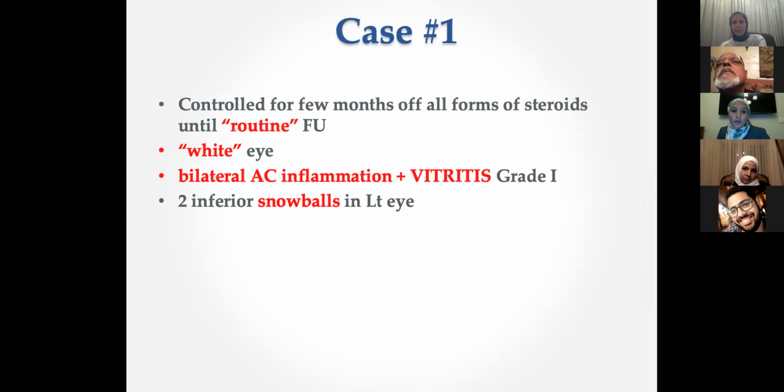The girl has been beautifully controlled for several months off all forms of steroids, even the topical, until a routine follow-up visit when I discovered that she had a completely white eye, but in spite of that, she had bilateral AC inflammation and vitritis in both eyes of grade 1. In the left eye, she had 2 nodules. So in spite of her young age, and she was very uncooperative during the examination, I insisted that the father do a fundus fluorescein angiography and an OCT, and they told me that it won't be possible except under general anesthesia. I said it will be worth it.